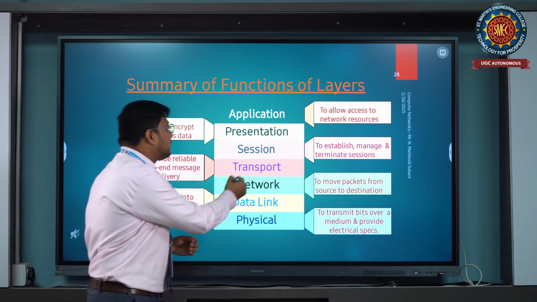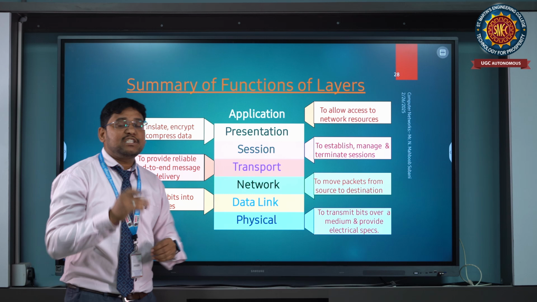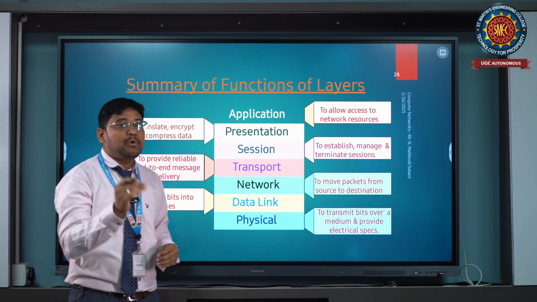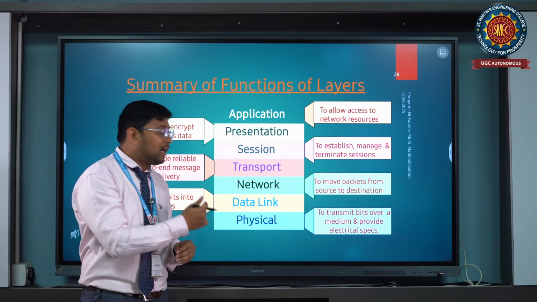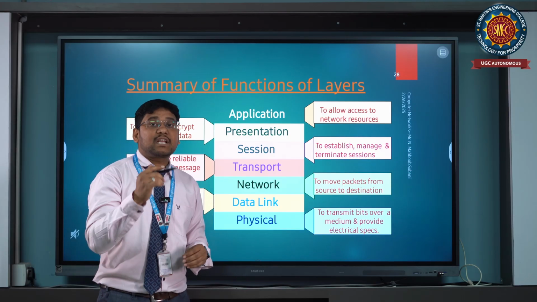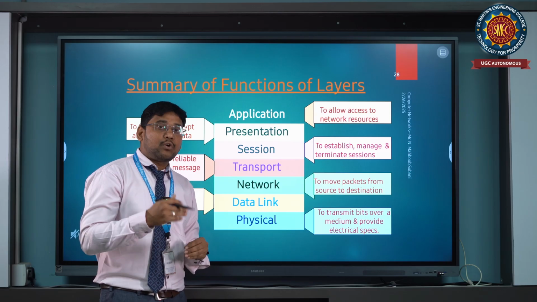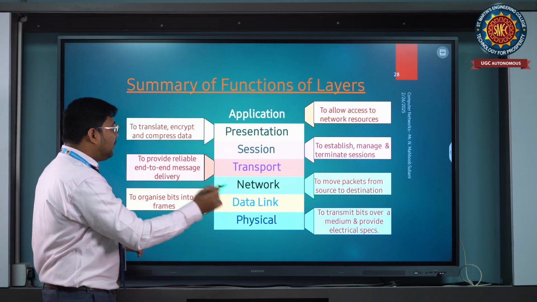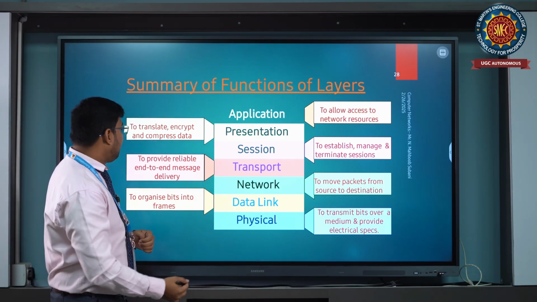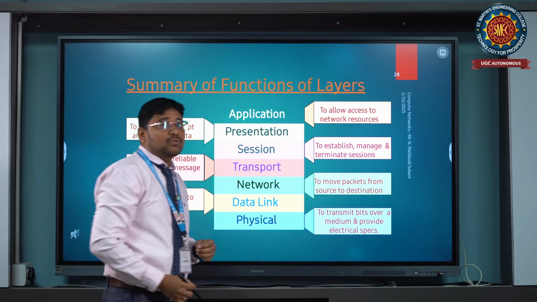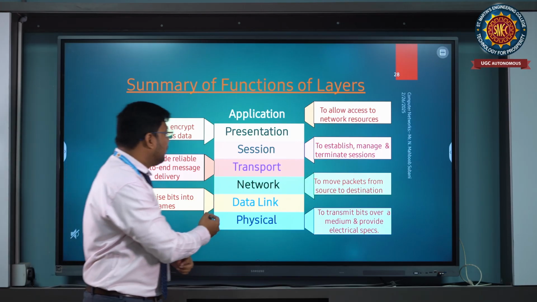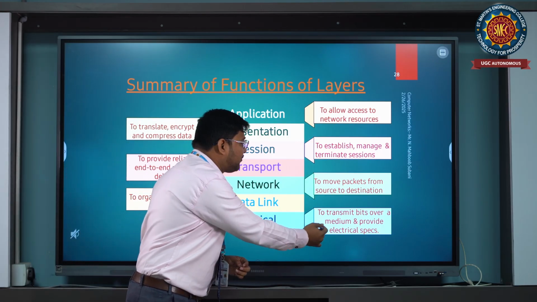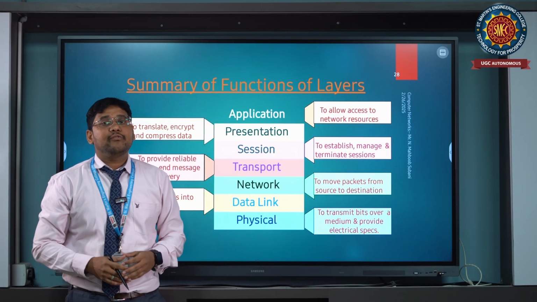There are two protocols existing on the transport layer: the TCP protocol and the UDP protocol. TCP is connection oriented, and UDP is connectionless, which means faster management. The network layer deals with the packets from source to destination, and the data link layer organizes the bits into frames and frames into bits, and physically transmits them over the physical medium as electronic bits.